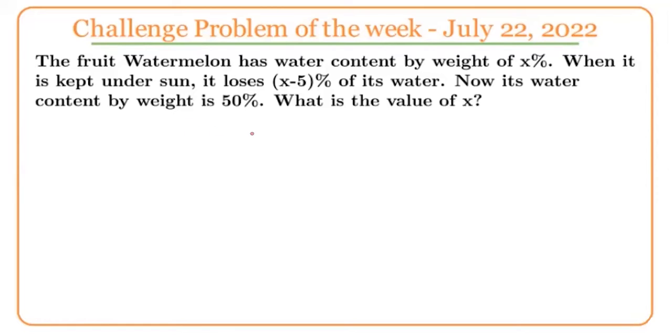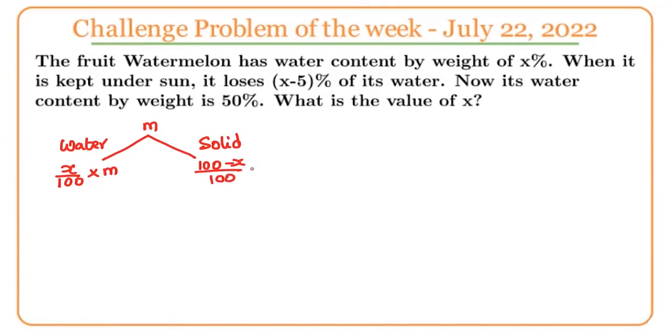Let's say this watermelon has weight m, that is the absolute weight of this watermelon, and it is going to be split into two parts. One is the water content and the other one is the solid. And the problem says the content of water is x percentage. So that is x over 100 times m, right? Now the solid is obviously going to be 100 minus x, that is the percentage. So the absolute quantity is going to be that divided by 100, that is the fractional part, times m. So that is the actual weight of the solid.